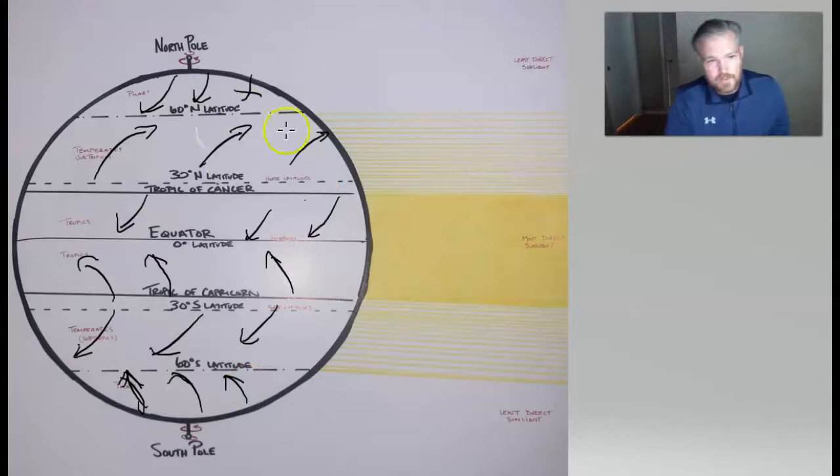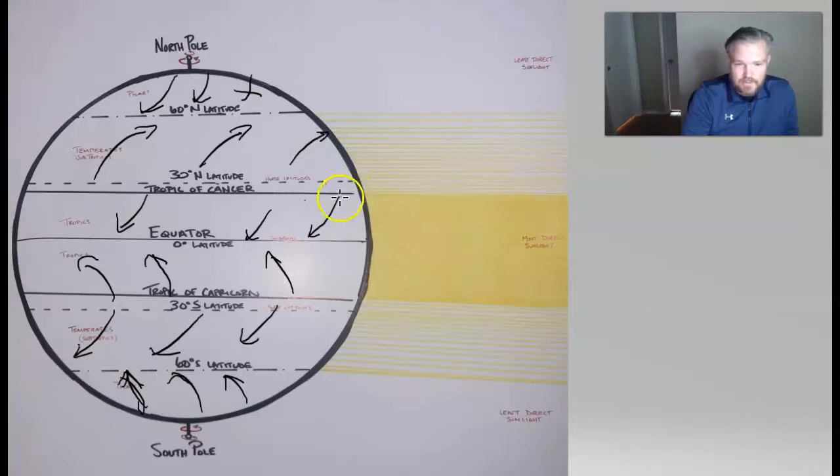So in the northern hemisphere, near the equator, you have surface winds moving in and turning right. If we look at the cardinal directions, north, east, south, west, then these winds are coming out of the northeast. So these are called northeast trade winds.